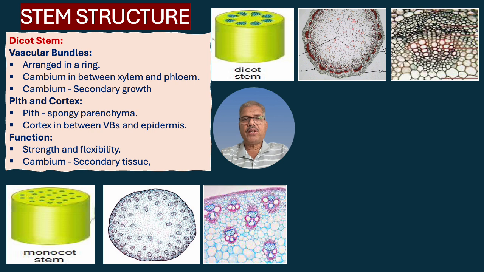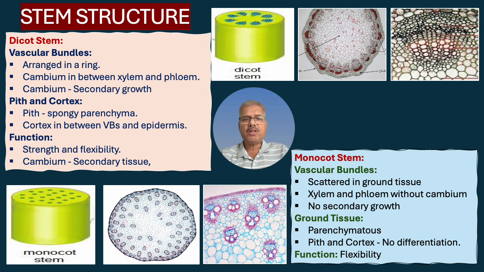The stem structure varies significantly between dicotyledons and monocotyledons, primarily in the arrangement of their vascular bundles. These differences are crucial for understanding how these plant groups transport water and nutrients and provide structural support. In dicotyledons, the vascular bundles are arranged in the form of a ring around the stem's periphery. Each vascular bundle contains xylem, which transports water and minerals, and phloem, which transports sugar and other organic compounds. And these two are separated by a layer called cambium.